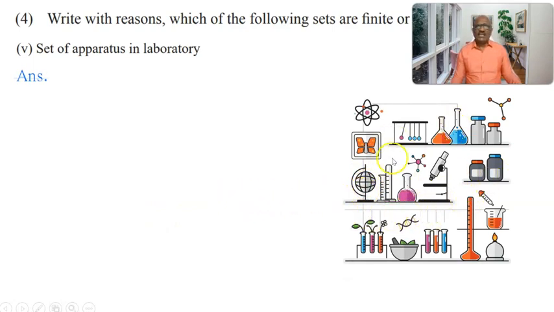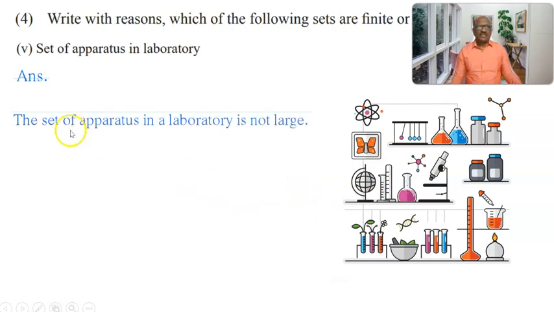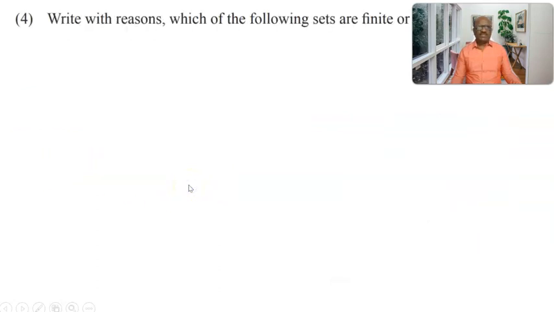There can be more than that, but we can count it. The set of apparatus in a laboratory is not large. We can count it, and this is a finite set. Okay. Next, set of whole numbers.